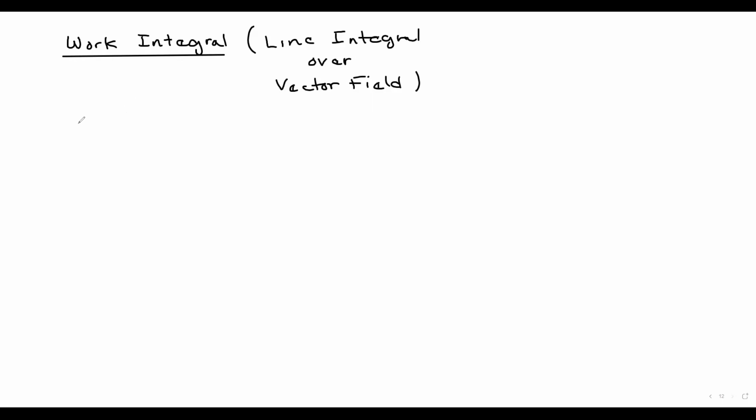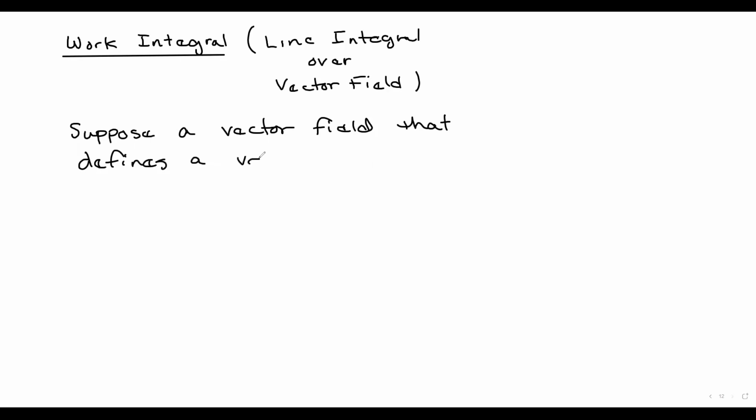So what do we have? Suppose we have a vector field that defines a vector at every point. You could have two-dimensional or three-dimensional space here. I'm going to use two-dimensional space, but this all can be extended to three dimensions.